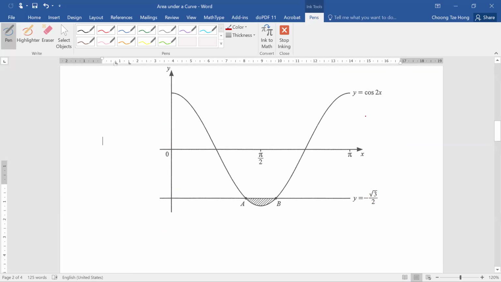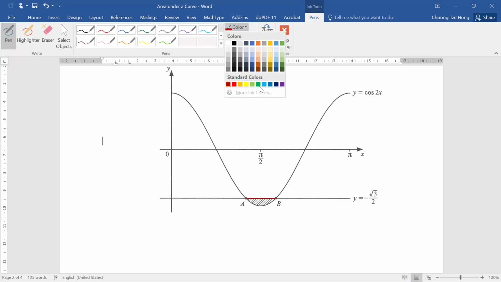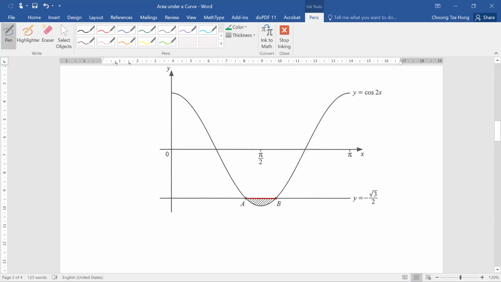By this point, you need to ask yourself, is the line on top or the curve on top? It's quite clear that the line, which I'm going to highlight in red, is on top of the curve. The curve I'm going to mark in green, so the curve is below.